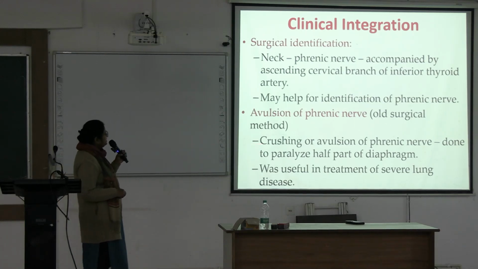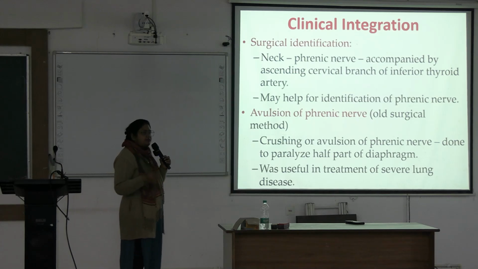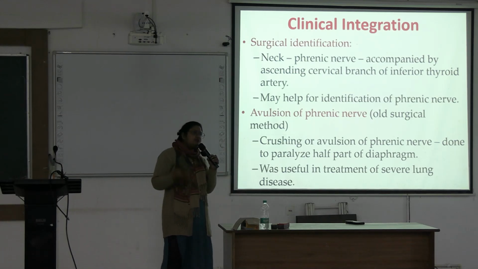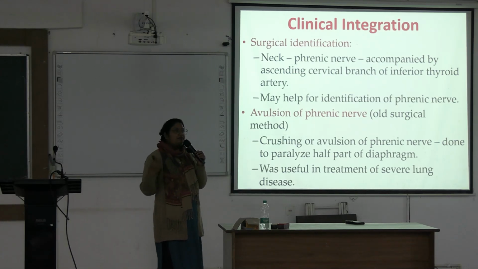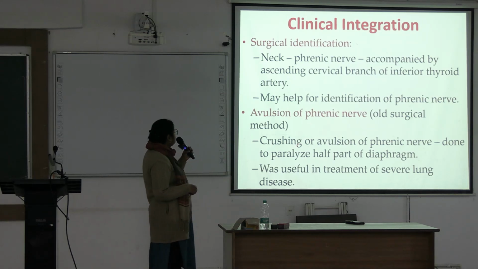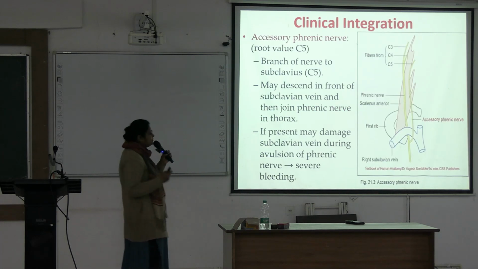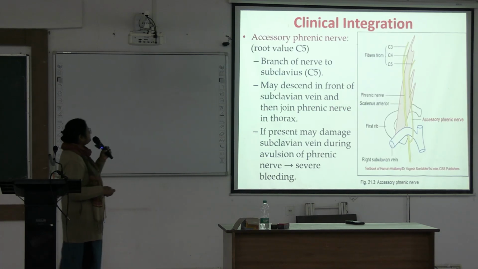In avulsion, crushing or avulsion of the phrenic nerve is done to paralyze half of the diaphragm and was useful in the treatment of severe lung disease. In case of lung disease, during respiration, movement of the lung will create more pain. To relieve the pain in a cancer patient, you have to do avulsion of the phrenic nerve. Okay, so it is not commonly done.